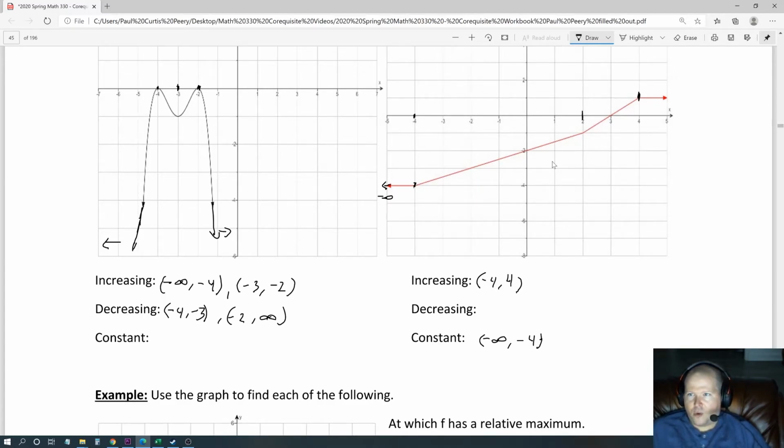Okay, now from 4 all the way, looks like to 5 and beyond, right? Because this keeps going to positive infinity over there to the right. It looks like it's constant again. Okay, so constant. So we go from 4 all the way to positive infinity. It looks like it is constant.